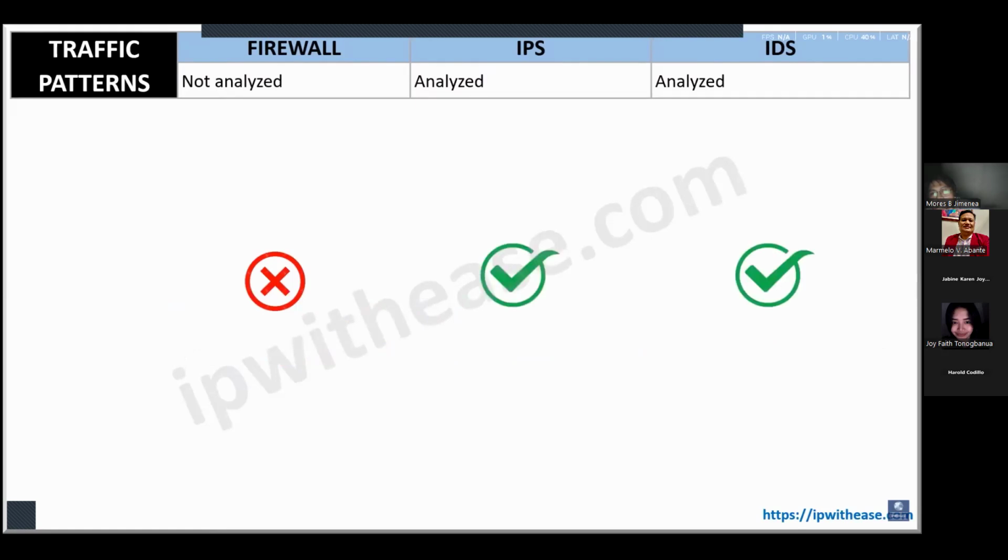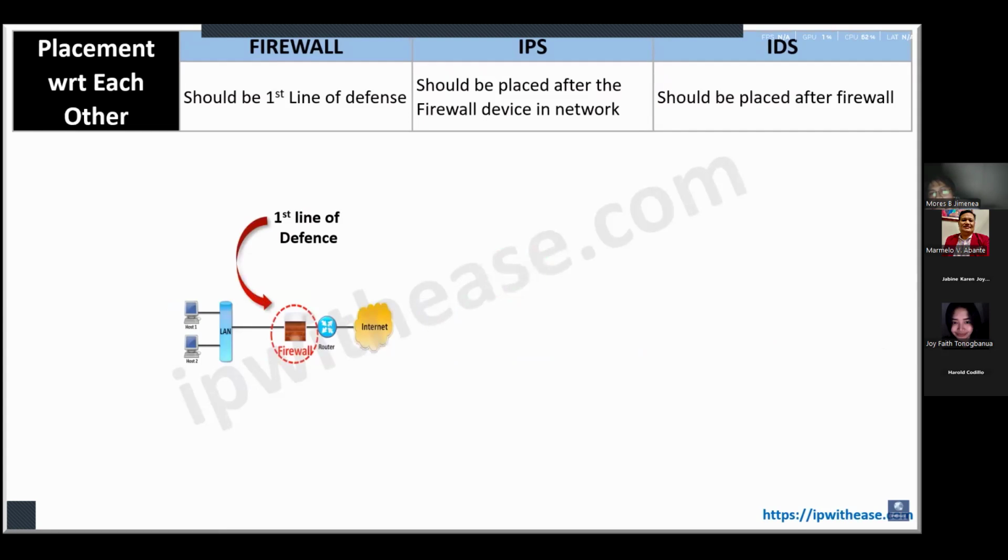A very interesting distinction of the firewall from the other two elements is that the firewall doesn't analyze traffic patterns, while IPS and IDS have the key functionality to analyze the traffic flow or patterns. As we discussed earlier, the firewall is always the first line of defense. IPS should be placed after the firewall.